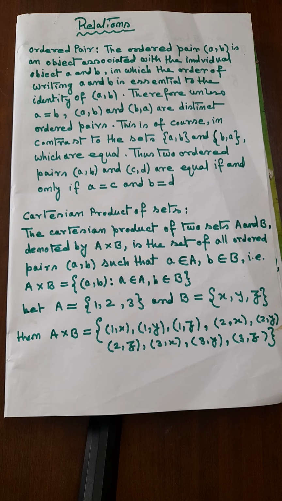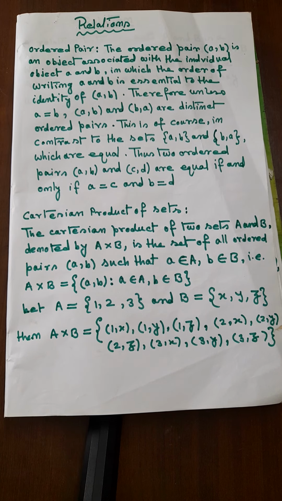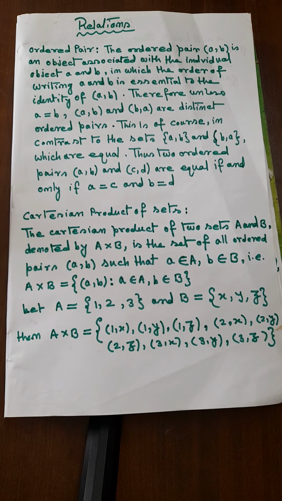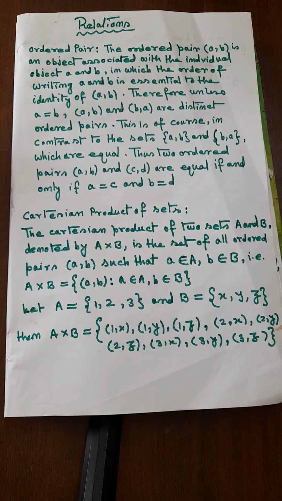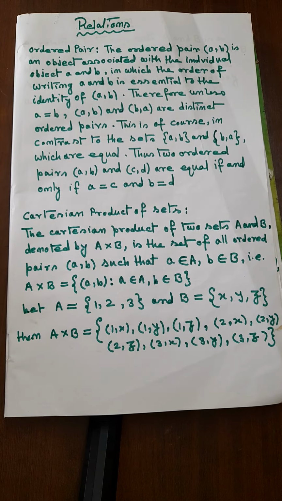This is of course in contrast to the set {a, b} and {b, a}. In a set we know that if two elements belong to the set {a, b}, then we can also write it as {b, a}. But for ordered pairs, this is not the same thing. I gave you the example that melting and freezing are not the same thing. You are melting ice and it converts into water; you are freezing water and it converts into ice. So these two things are not the same.